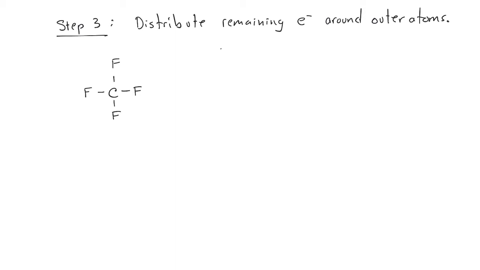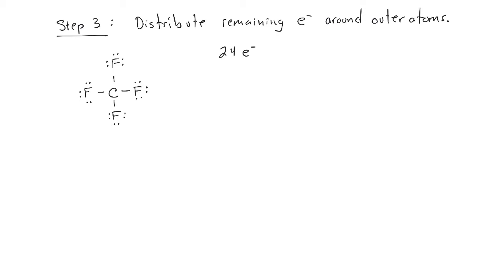For this molecule, we have 24 electrons remaining, and so we're going to have to distribute them evenly around the fluorine atoms. And so we're going to do that by putting 6 dots around each fluorine, and each dot represents 1 electron, and so we're going to have 3 pairs of dots, 3 lone pairs of electrons around each fluorine.